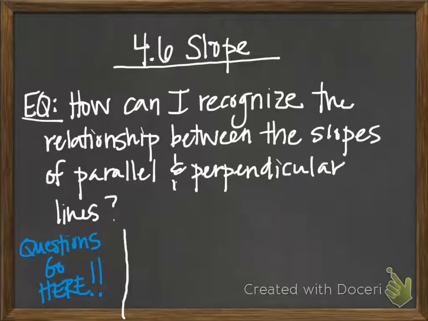Hi, this set of notes is over the last section in chapter 4 that we're going to do. It's 4.6 over slope, and it's completely a review session from Algebra 1. Your central question is, how can I recognize the relationship between the slopes of parallel and perpendicular lines?